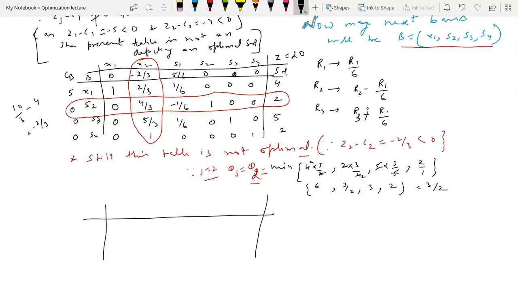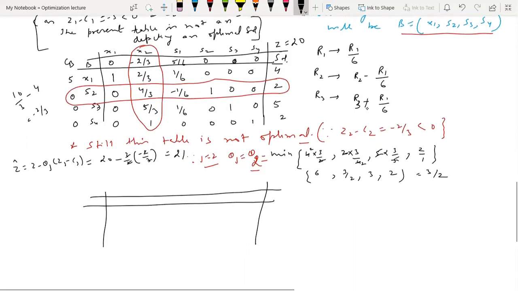Again, you can predict the value of the objective function, what it should be, because if I'm entering this into the basis, you can see your z hat is Z minus theta j into zj minus cj. So the present value is 20 minus theta j. Theta j is your 3 by 2, and zj minus cj is minus 2 by 3. So you cancel out, so this becomes 1. So the next value will be 21. That means I'm still having an improvement. The next basic solution will be giving me an objective function value which is higher than the present one.